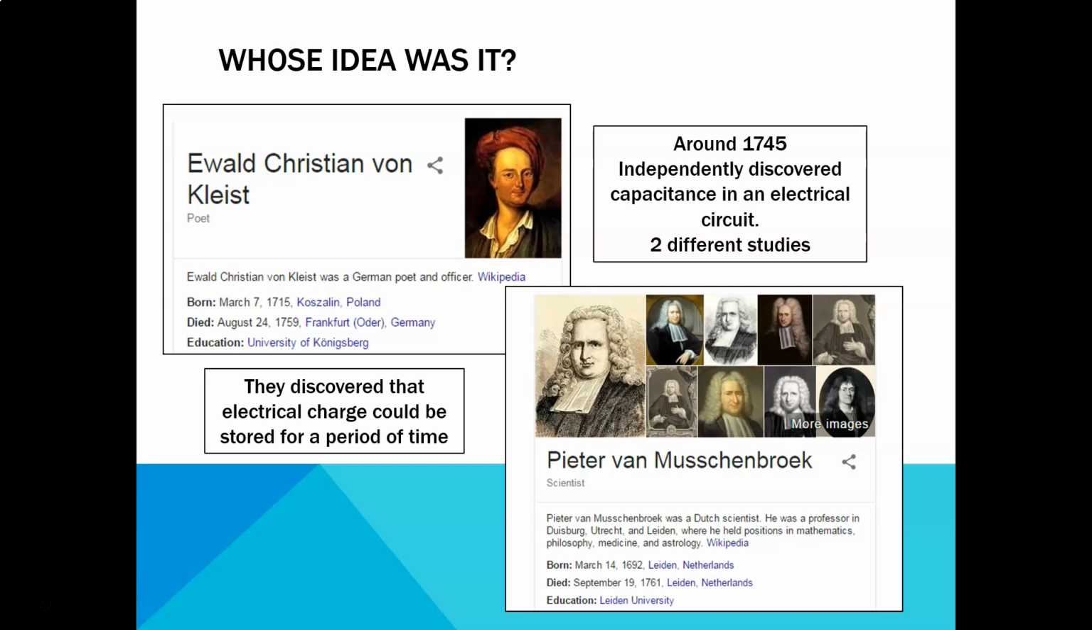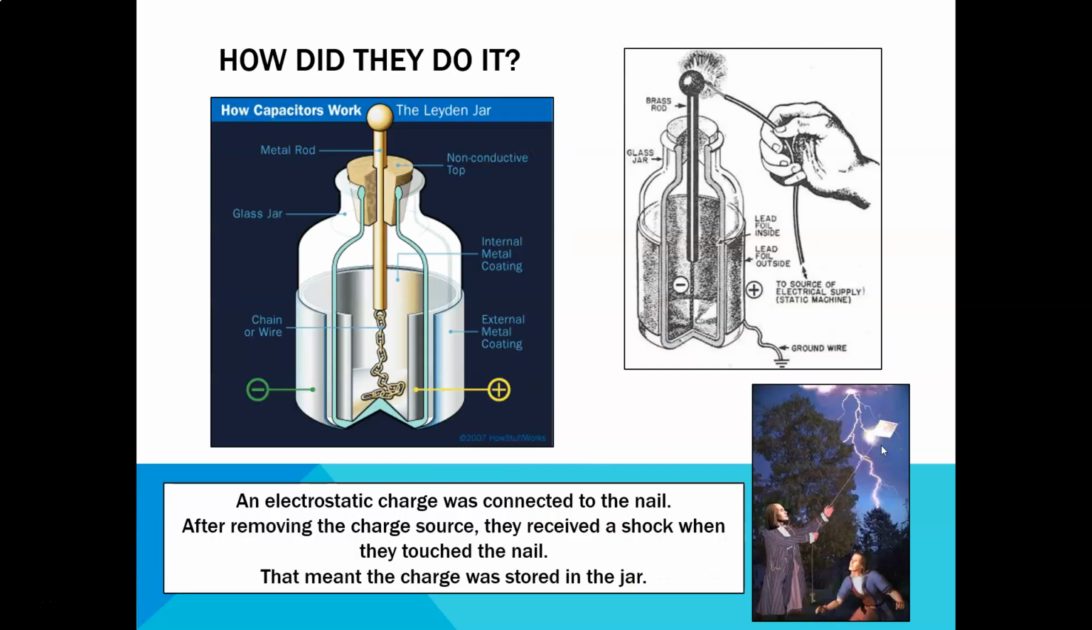They both discovered that electric charge could be stored for a period of time within something. And what they used was a Leyden jar. Okay? They sat down, they rigged this thing up, they stuck a chain suspended into this bottle. You had a metal rod. You saw this non-conductive top. That was a cork. You had a glass jar. Notice the insulation around the outside, an external metal coating, which took the glass, and the glass became the dielectric now. So you ended up with the negative charge on the outside. The inside was the positive plate.